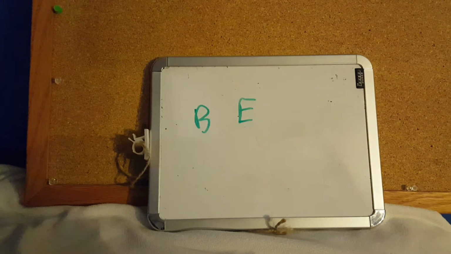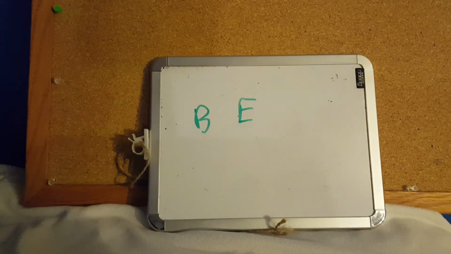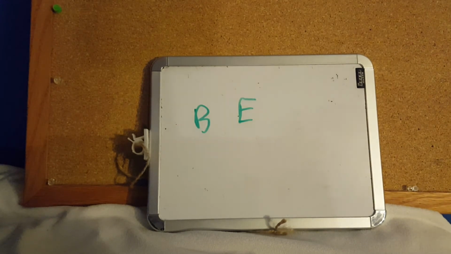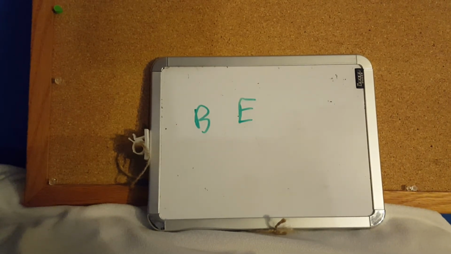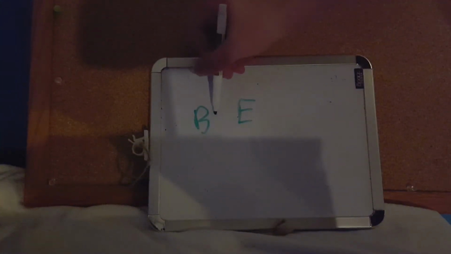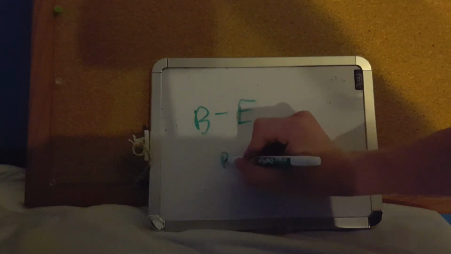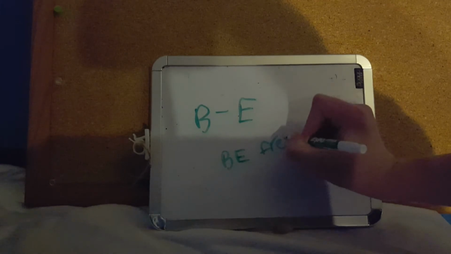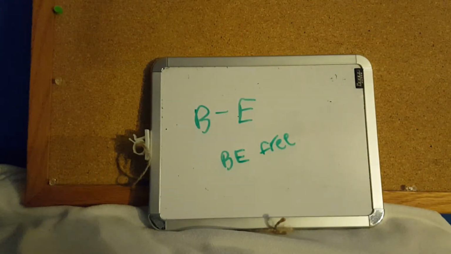B and E do not have sharps. They have flats. But anyway, we are looking at this in terms of sharps. B and E are the only notes that do not have sharps. So if you put these two together and make a word, that word is "BE." And they are free of sharps. So that's how I remember it. Be free.